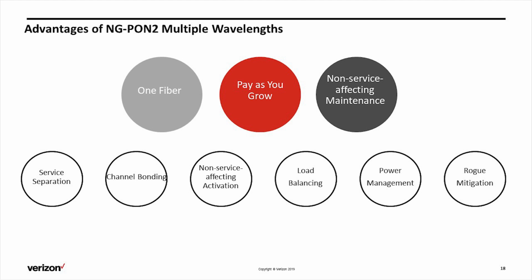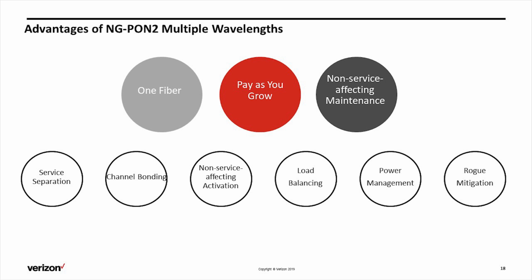And then lastly, rogue mitigation. By being able to move customers around from one wavelength to the next, you open up some very powerful rogue mitigation techniques that allow you both to identify and then isolate a rogue ONU. So that's NG-PON2 and the advantages that we see in it.